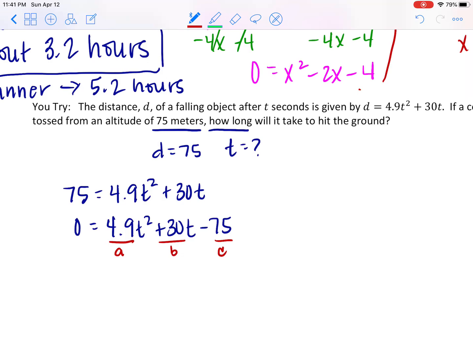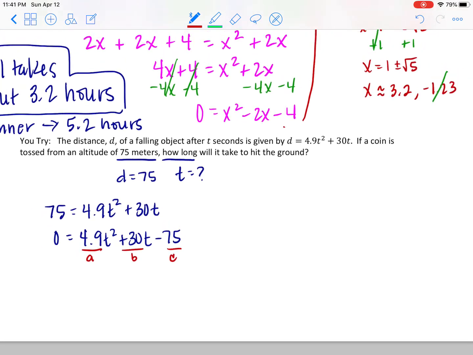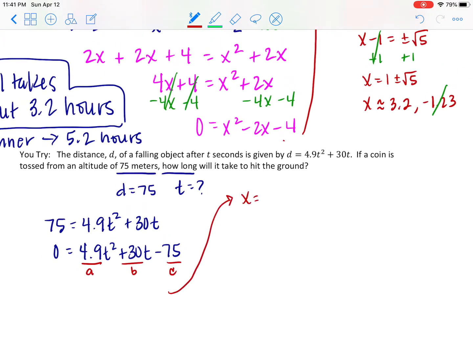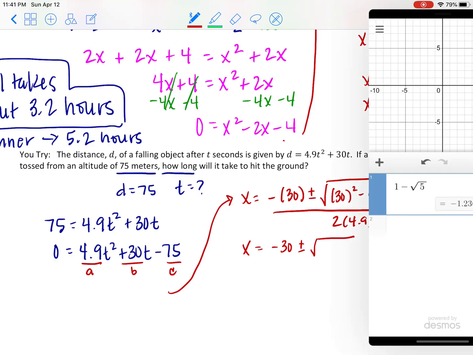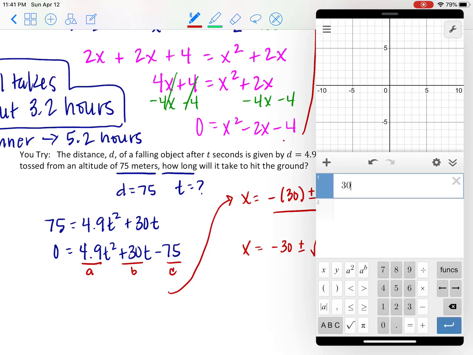If you weren't trying at this point, I would say pause and see how you do on the quadratic formula here. So we have x equal to negative 30 plus or minus the square root of 30 squared minus 4 times 4.9 times negative 75, all divided by 2 times 4.9. So we have negative 30 plus or minus, under the square root, 30 squared minus 4 times 4.9 times negative 75.